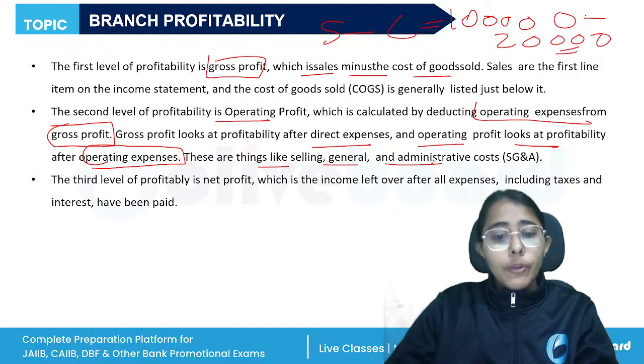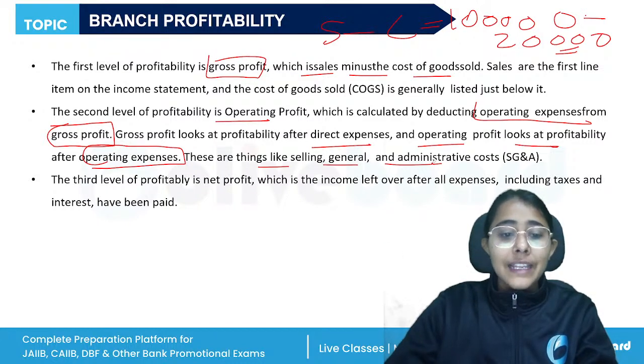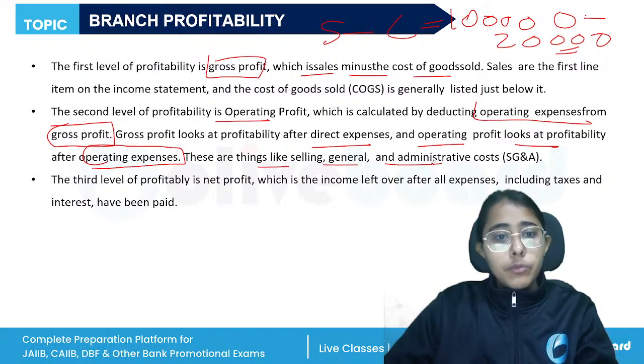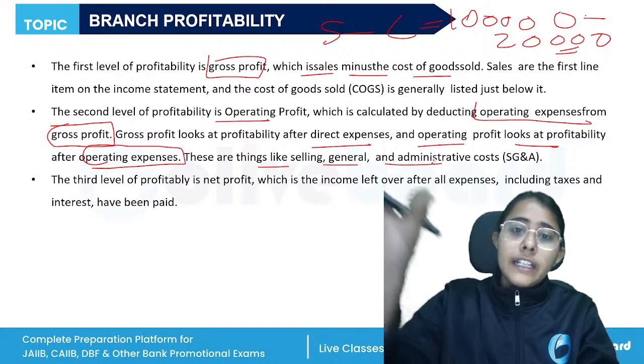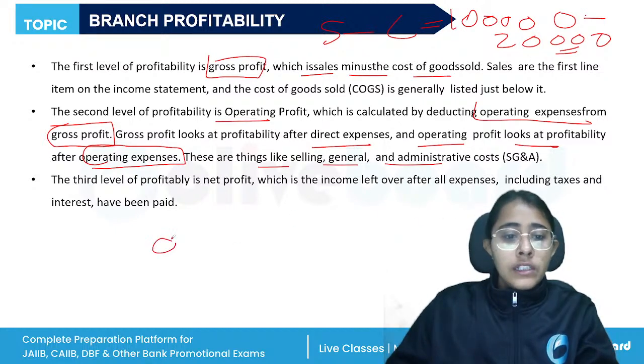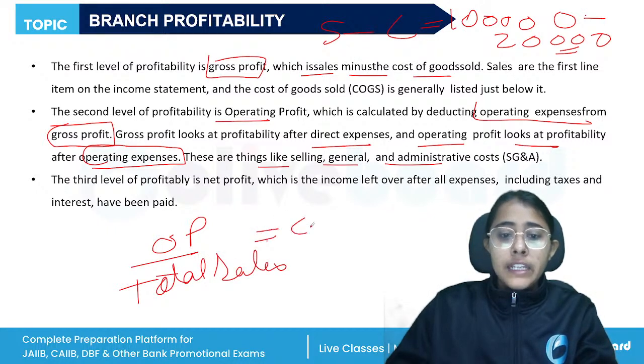So again, from the gross profit, we will subtract or deduct the costs incurred on the selling, the marketing, the administrative costs, and we will derive the operating profit. We can also derive the operating profit margin by dividing the operating profit by the total sales. So we can calculate the operating profit margin.